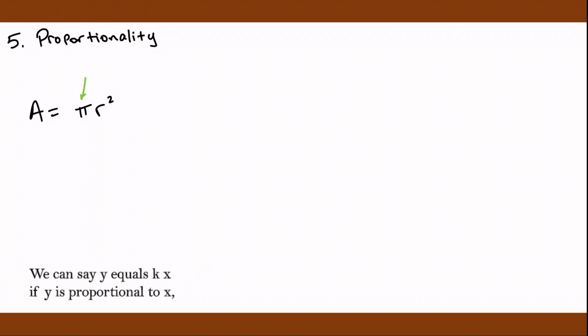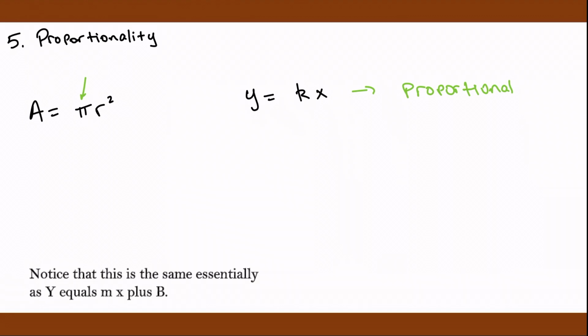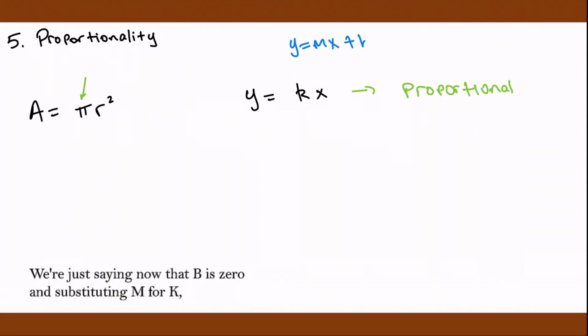For a linear function, we can say y equals kx if y is proportional to x. This is proportional. And k, again, is that proportionality constant. So if it's positive, then as x increases, y will also increase in a linear fashion. Notice that this is essentially the same as y equals mx plus b. We're just saying now that b is 0 and substituting k for m. You want to get very comfortable with that idea.